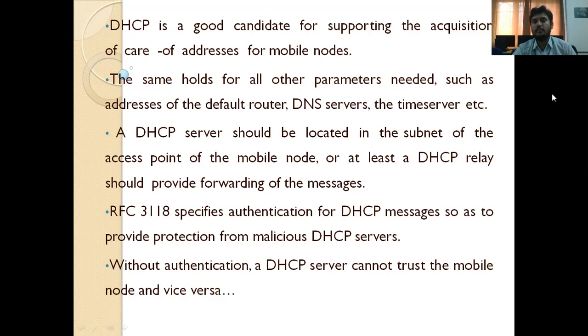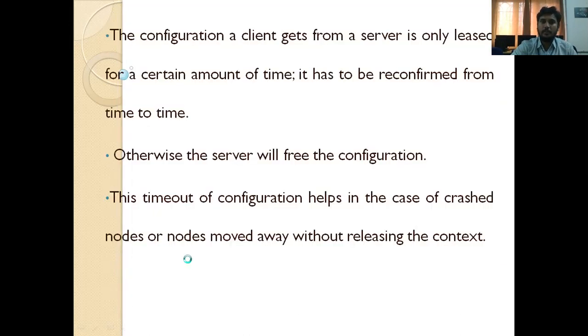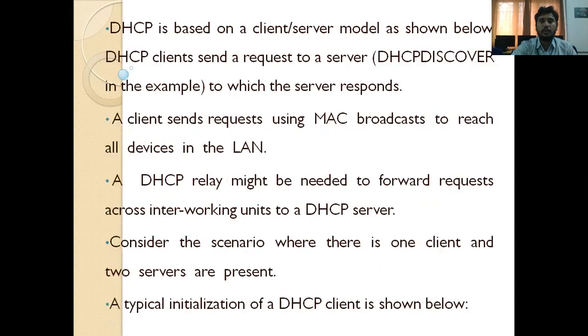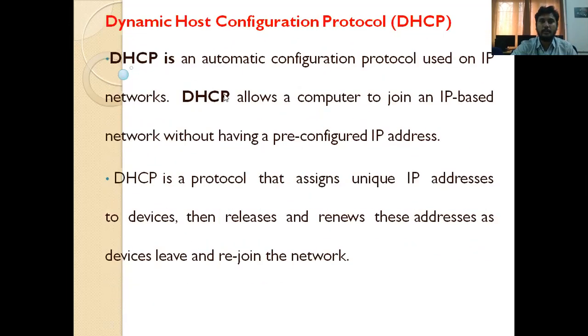the messages. RFC 3118 specifies authentication for DHCP messages so as to provide protection from malicious DHCP servers. Without authentication, a DHCP server cannot trust the mobile node and vice versa. In this way, we saw how a mobile node changes its care of address and how the care of address is identified by the corresponding node to transmit the data packet. So that is the dynamic host configuration protocol. DHCP is an automatic configuration protocol.